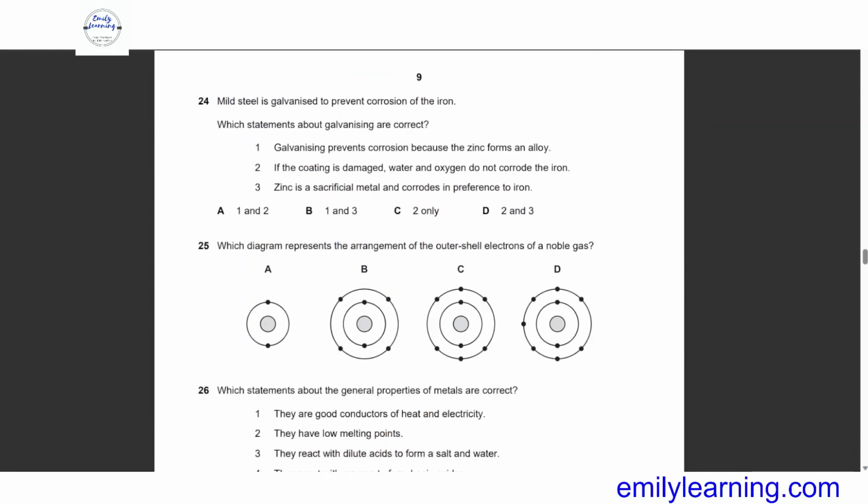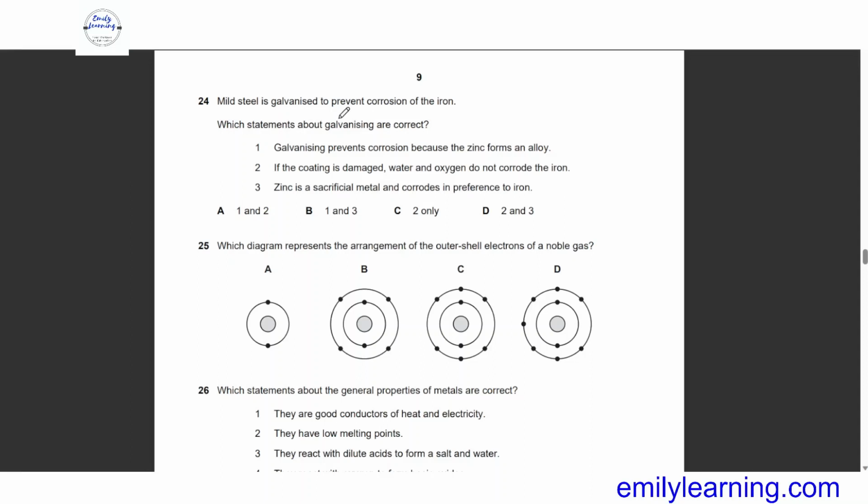Now let's go on to 24. So 24 is on mild steel. Mild steel is galvanized to prevent corrosion of the iron. So basically you just coat it with a more reactive metal. So which statement about galvanizing is correct?